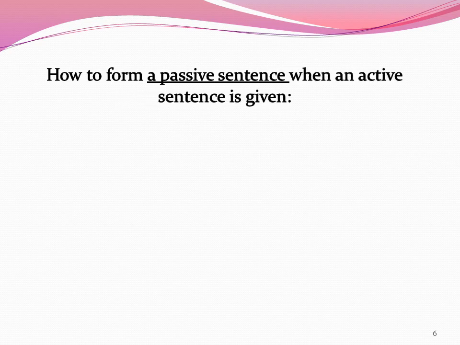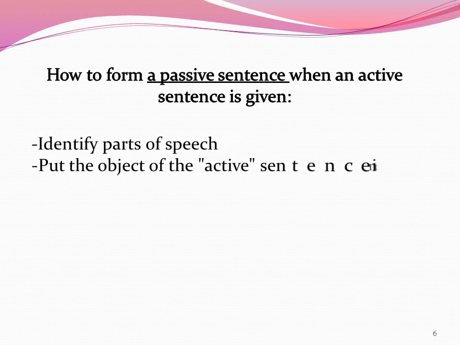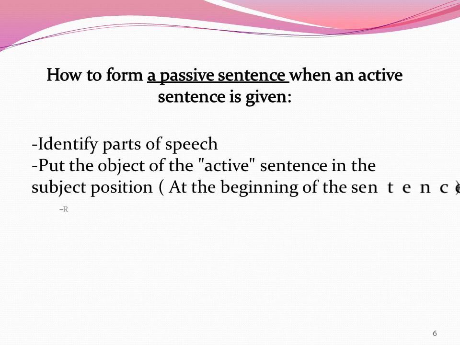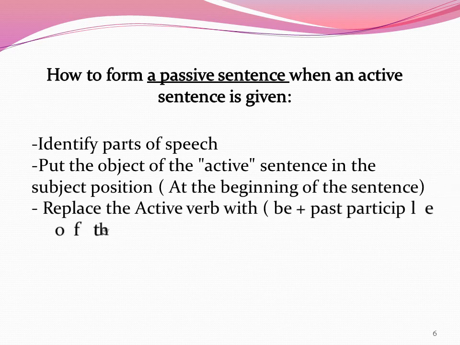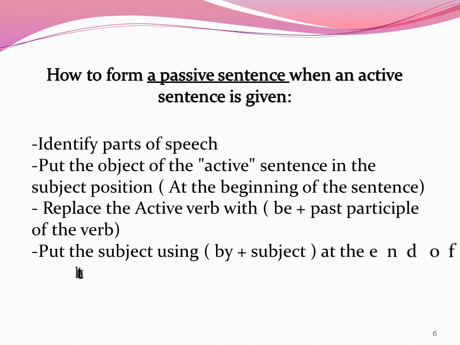Now let's try to understand how to form a passive sentence when an active sentence is given. First thing you have to do is to identify the parts of speech, then put the object of the active sentence in the subject position, which means at the beginning of the sentence, then replace the active verb with be plus the past participle form of the verb. Later, you have to put the subject using by plus subject at the end of the sentence.